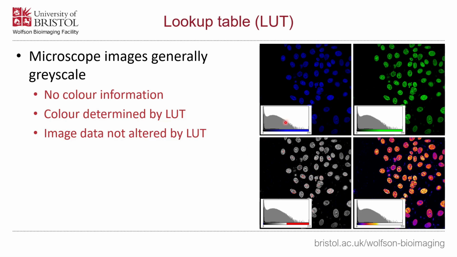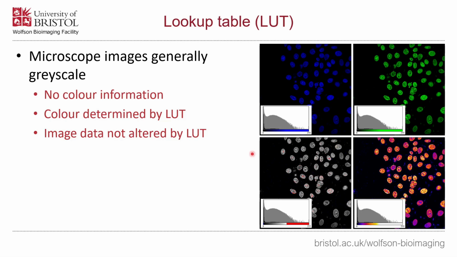So you can do this by going to the LUT button on the main panel and selecting just standard colours. So in this case blue, we can see our nuclei in blue, or we can just change it so the nuclei appear in green.